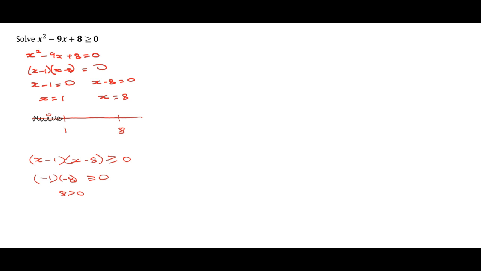Now let's pick a value from here. So we're still going to use (x minus 1)(x minus 8) greater than or equal to 0. Let's pick a value here, let's say 4. So we have (4 minus 1)(4 minus 8) greater than or equal to 0. We have 3 times minus 4, which is minus 12, and that is not greater than or equal to 0. So this is not a good region.